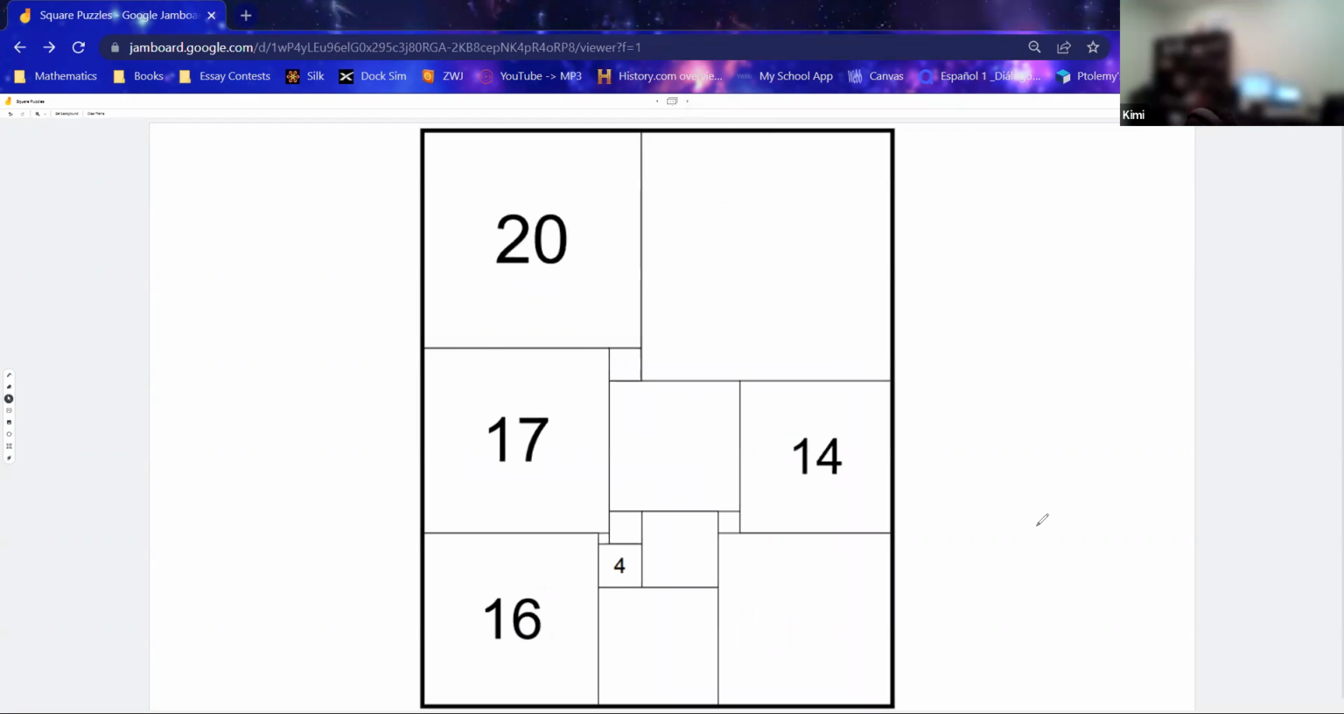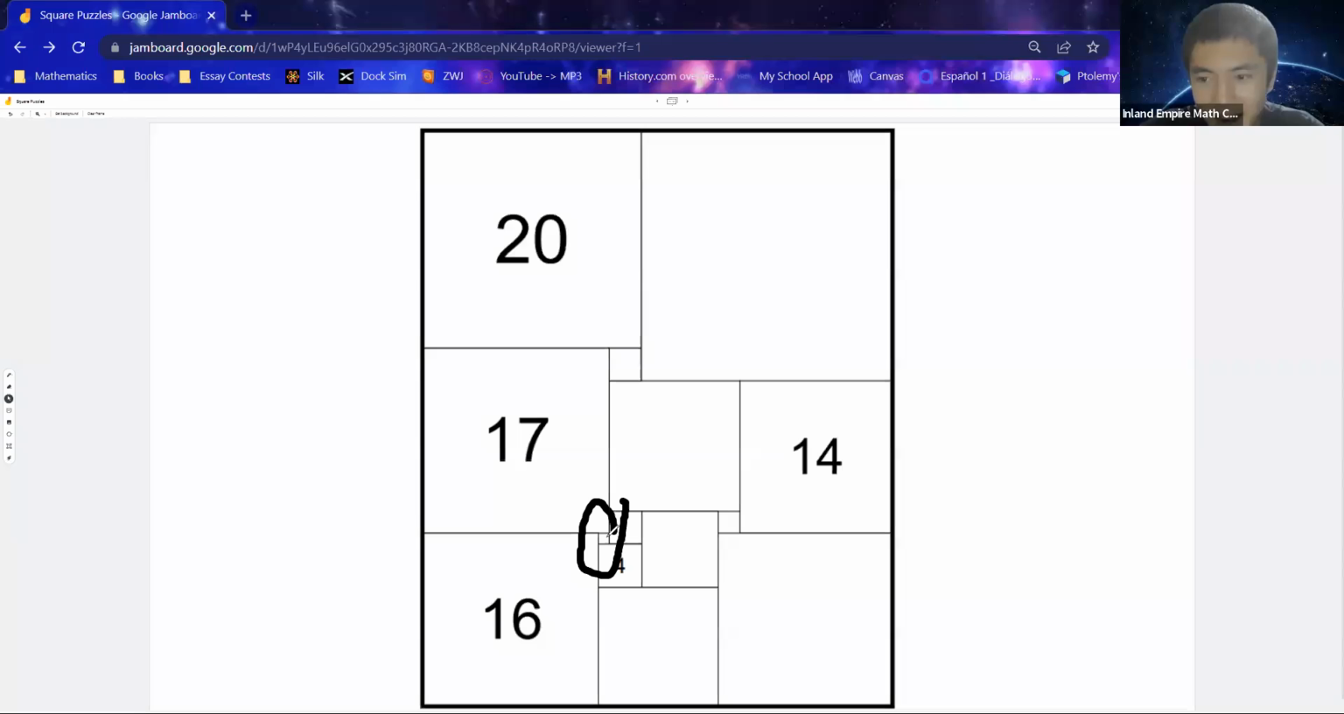Guys, feel free to just annotate on the screen if you want to, but you can also tell me. Is that a square? That is a square indeed. Everything here is a square. That is like the minimum.